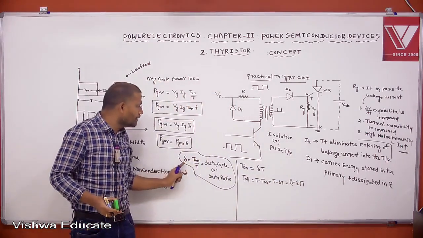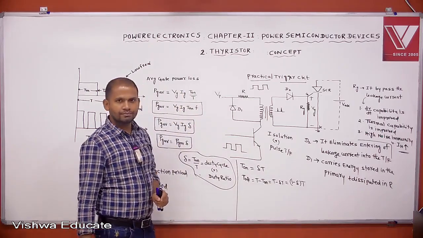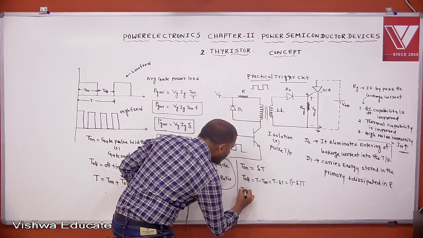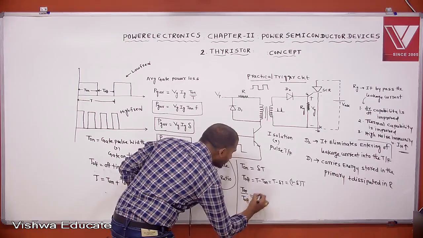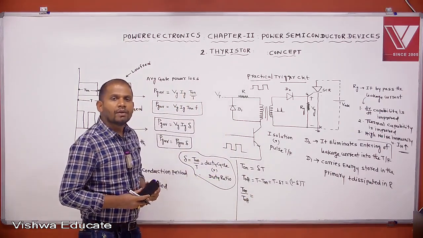T on is equal to delta T. Then what is T off? 1 minus delta T. Okay? Now I want to define on time by off time.